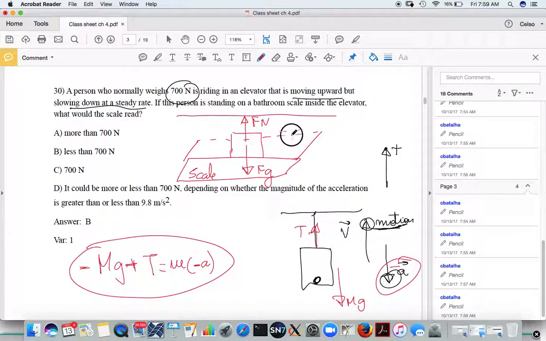So again, direction of motion, and the velocity you have with respect to Earth is positive because you're moving upward, but the acceleration on your body is downward, which means Fg is bigger than the normal reaction. Wait a second.